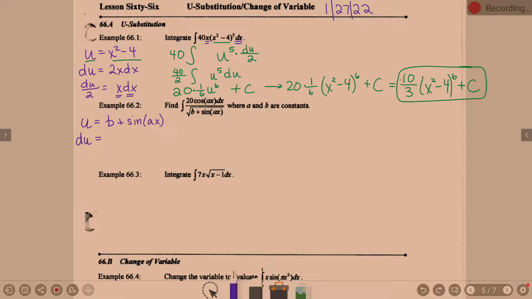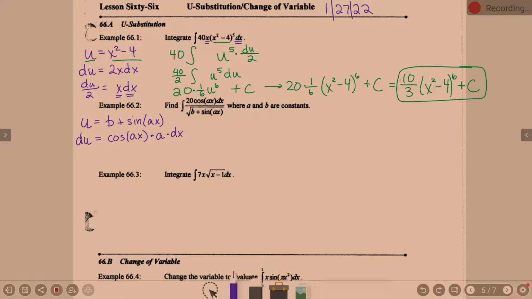A cosine ax, and then a dx. Okay, so the derivative of b is 0. It's gone, right? Because the derivative of b is just 0. And then the derivative of sine of something is cosine of something times the derivative of something. What's the derivative of ax? A. And then because we're working with these integrals, we're going to say times dx.